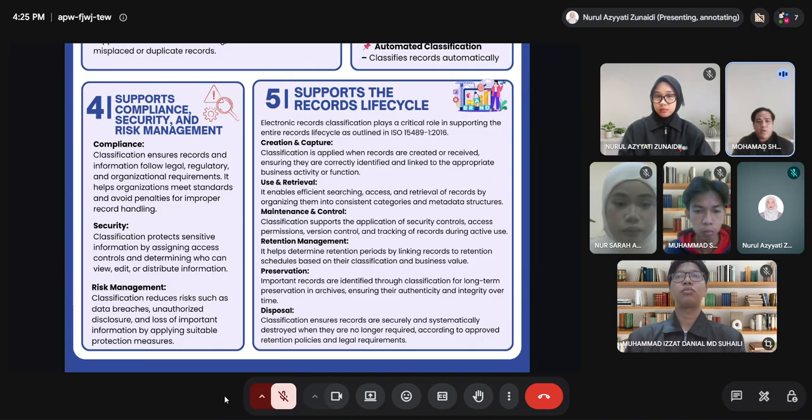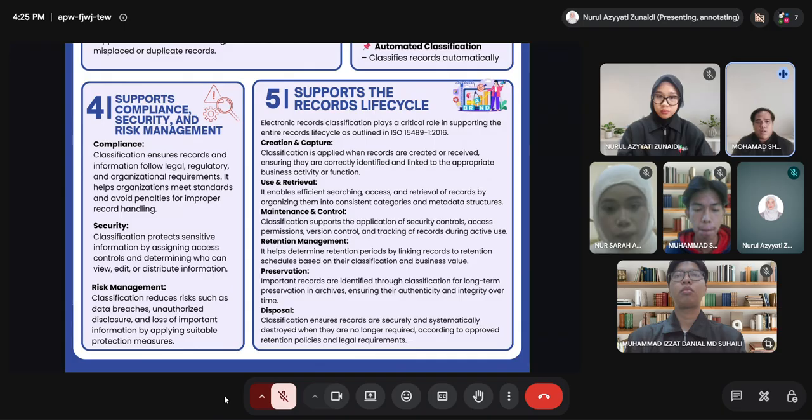Next is use and retrieval. Since records are already classified, users can search, access, and retrieve the information much faster. This saves time and improves work efficiency. The third stage is maintenance and control. During this stage, classification helps organizations apply security measures, control who can access the records, manage different versions of documents, and keep track of any changes made. This protects the records and ensures they remain accurate and reliable.